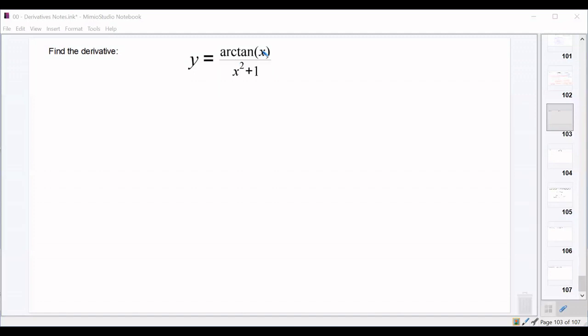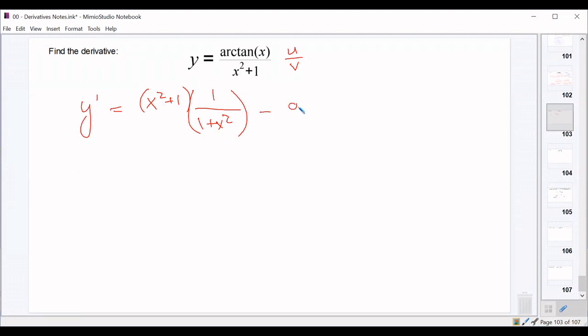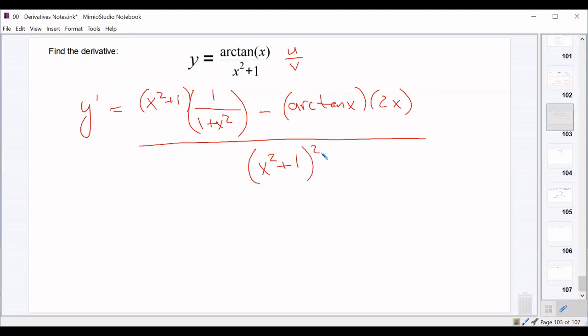To find the derivative of arctangent x over x squared plus 1, we'll have to use the quotient rule since it is a quotient of two functions, u over v. Quotient rule says the derivative is the denominator times the derivative of the numerator, and the derivative of arctangent is 1 over 1 plus x squared. So v du minus u times dv, which is just 2x, all over x squared plus 1, the denominator, squared.